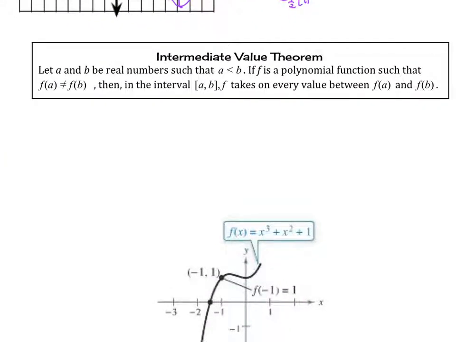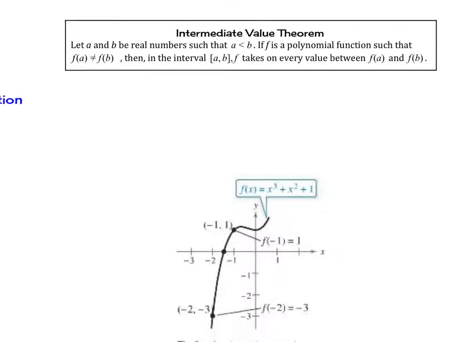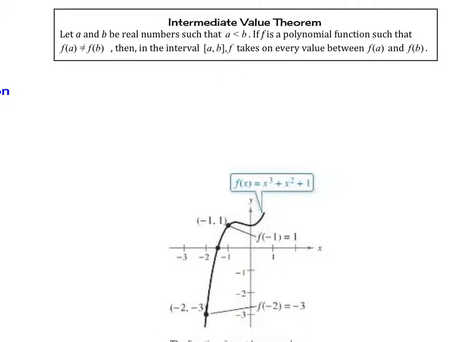The last thing is the intermediate value theorem. Basically what that tells us is that if you test a point on one side and it's negative, and the other point is positive, that means you have a zero in between those two points. So we're not going to use that right at this point, but it's something that we will definitely use in the future.